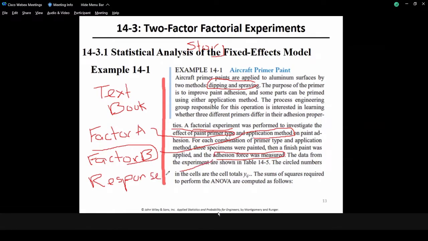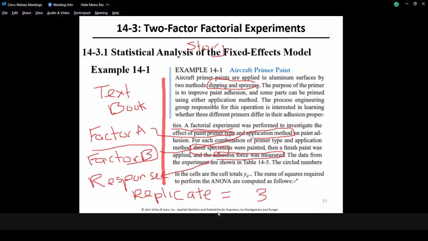Maybe for the test, given this kind of story, you need to identify what the factor A is, what the factor B is, what the response is, and how many replicates. In this example, replicates equal 3. I hope that when you read between the lines of the story, you can extract the information for your analysis.